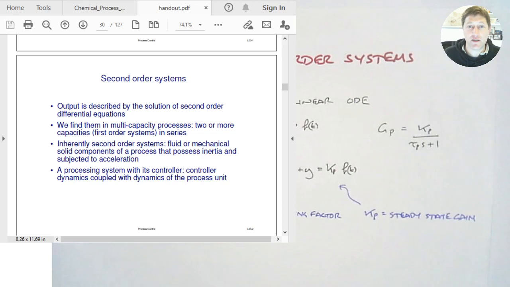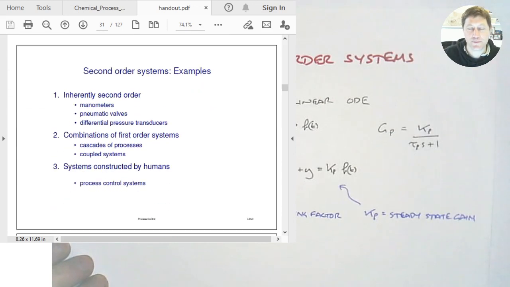Some are inherently second or higher order in and of themselves, so a lot of fluid or mechanical processes will be like that. Or thirdly, we can create a second order system when we introduce a controller. So you might have a first order system, but when we introduce a controller, then that makes the combination into second order. So this will occur in a number of different situations.